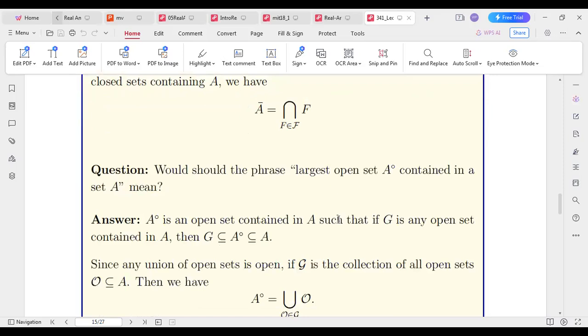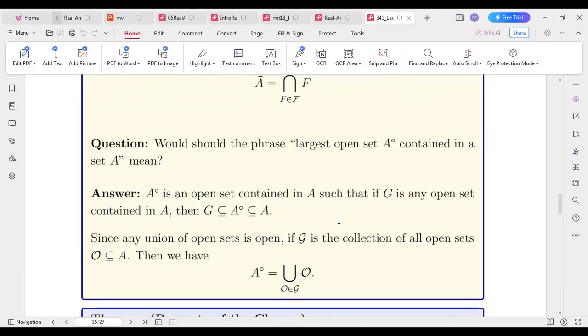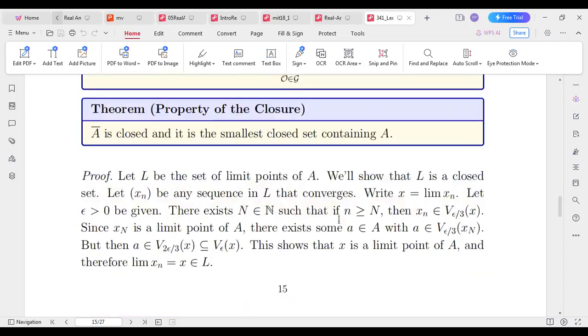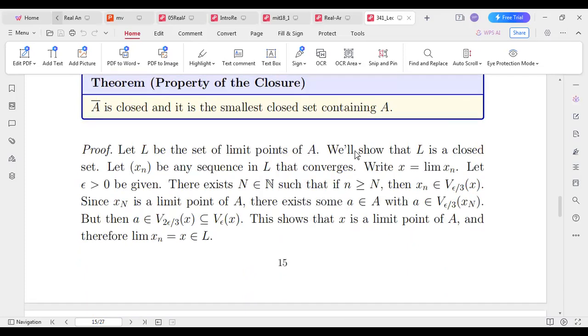Similarly, the interior of a set A. The interior of a set is also the largest open set. The closure of A is closed, it is the smallest closed set containing A. This is the proof left for you.